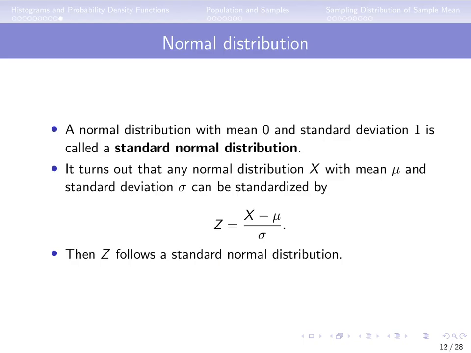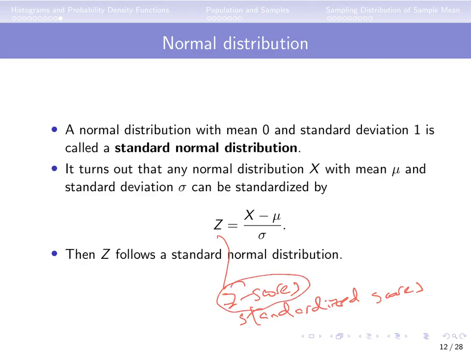There's some other terminology over here. Some people call these z-scores or standardized scores. Those are equivalent terminology that people use to talk about the standard normal distribution. So we'll say the z-scores follow a standard normal distribution, standardized scores follow a standard normal distribution.